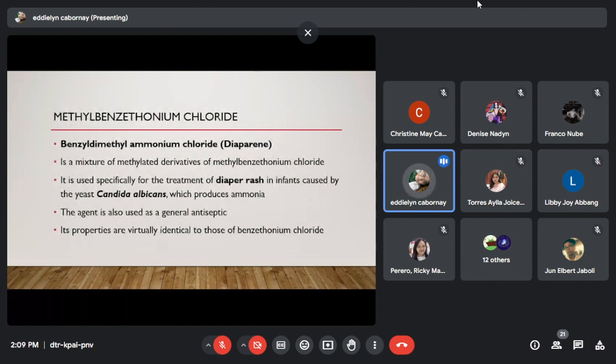So we have methylbenzethonium chloride, or Diaparene. It is used for the treatment of diaper rash in infants that is caused by the yeast Candida albicans, which produces ammonia. The agent is also used as a general antiseptic. Its properties are virtually identical to those of benzethonium chloride.